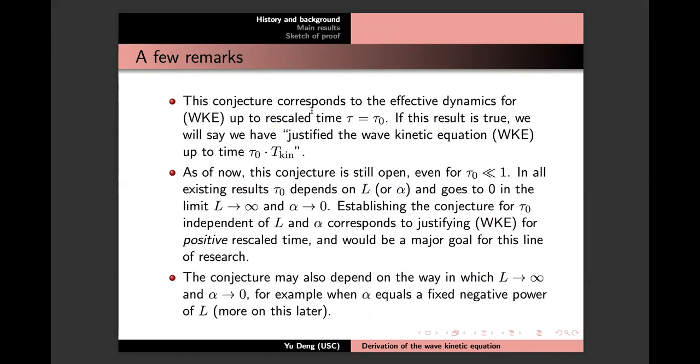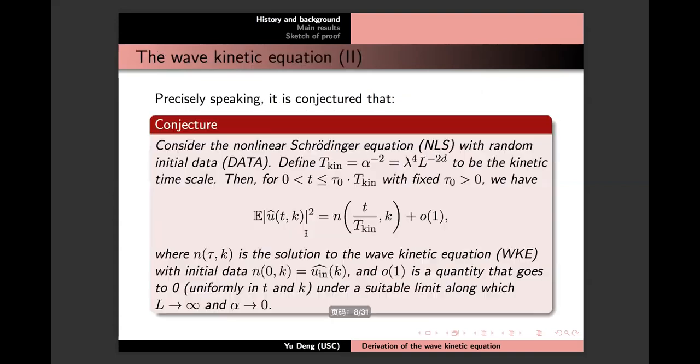As of now, this conjecture is still open, even for very small tau 0, as long as we require tau 0 to be independent of L. In all the existing results, tau 0 has to depend on L and alpha, and in the limits L goes to infinity and alpha goes to 0, this tau 0 actually goes to 0. Of course, the goal is to establish this conjecture for tau 0 independent of L, so that we can really justify the dynamics of the wave kinetic equation for some positive time.